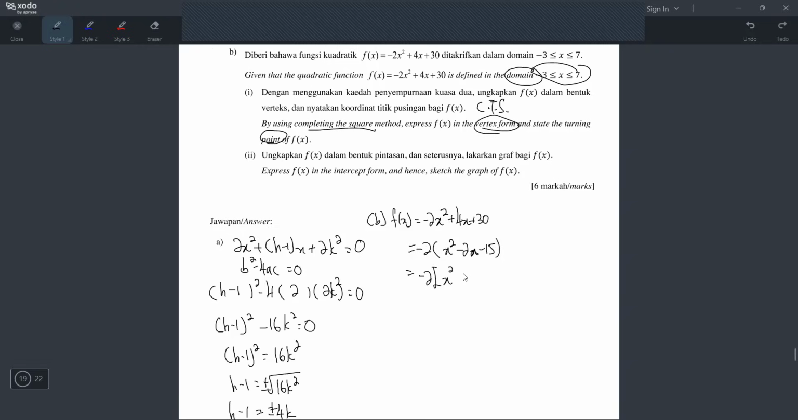When you do completing the square, what you have to write? X squared minus 2x, you have to leave an empty space here, and then minus 15, and then leave another empty space here. What you have to write here and here? Plus bracket square minus bracket square. And what you have to write inside the bracket? B over 2. And what is your B? Look, look beside here. So what is the B? Negative 2. So negative 2 over 2, negative 2 over 2.